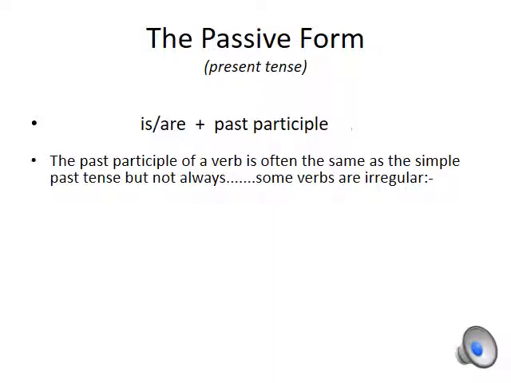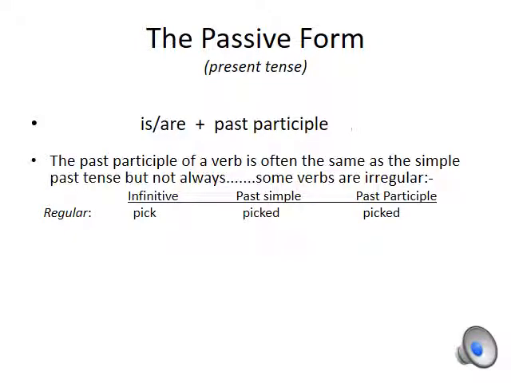The past participle of a verb is often the same as the simple past tense, but not always. Some verbs are irregular. So an example of a regular verb is pick. So pick, picked, picked. As you see, the past simple same as the past participle. With irregular verbs, take, took, taken. Taken is the past participle. It's different from the past simple form.